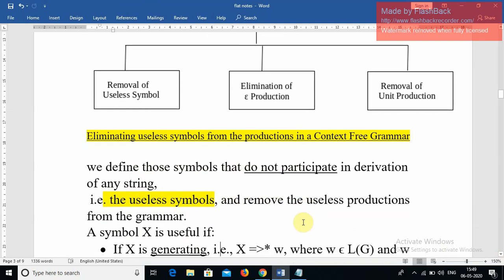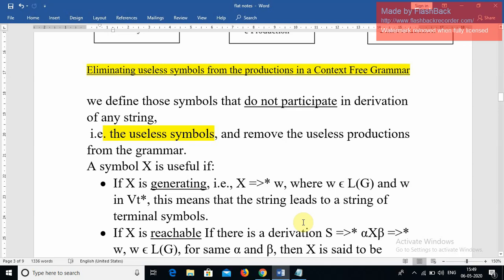Okay, first we have to understand what is a useful symbol, then later we go with useless symbols. So what is a useful symbol? If any symbol generates a string of the language, that is called useful. If any symbol is reachable from the starting symbol, that is called a useful symbol. So useful means it should be generating and it should be reachable. If it is non-useful, it is not reachable and it is not generating.